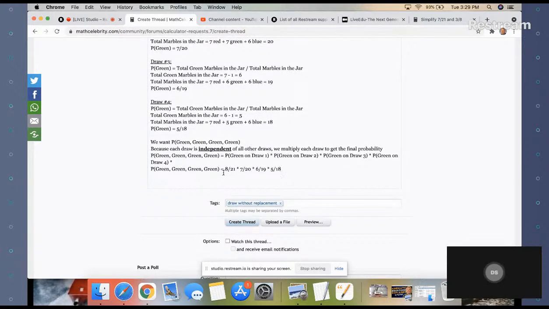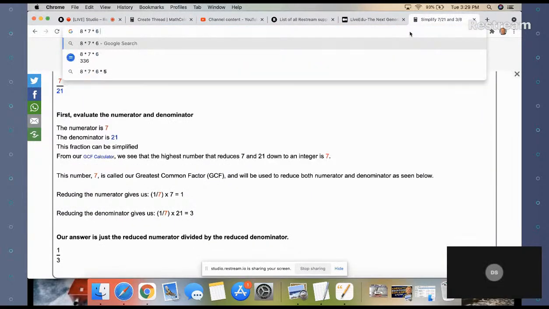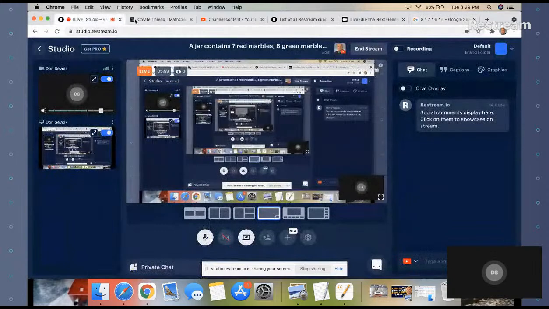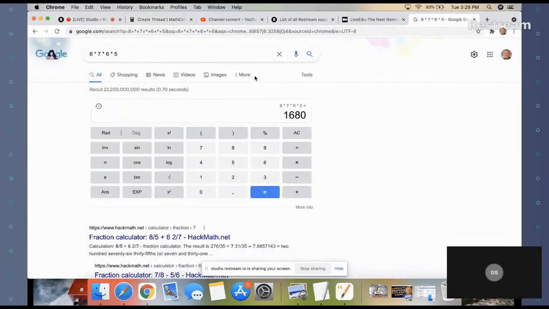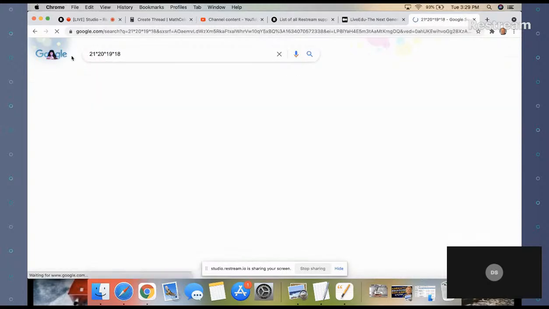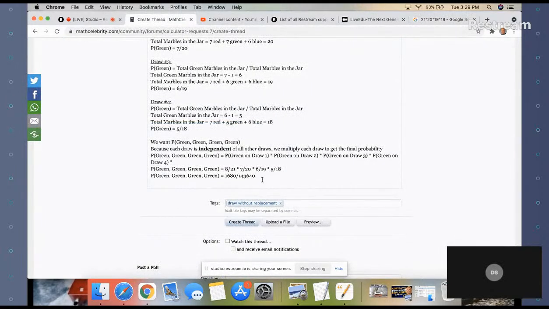And so let's take this and simplify. Let's just do 8 times 7 times 6 times 5. 1680. And you can use your calculator or whatever your favorite thing to do is. 1680 divided by 21 times 20 times 19 times 18, which is 143640. So the last question is, can we simplify this?